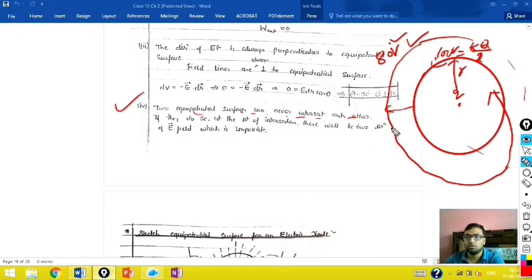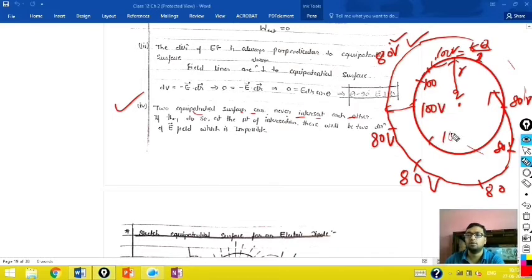Why? Because you know that on an equipotential surface potential is the same at every point. It is the same here, here, here, and it will be the same here also. So if they cut, then for this equipotential surface the voltage is 100 volt at every point, and here also it will have 100 volt. So it is not possible that at a point we have two values of potential. I hope you understood this thing.